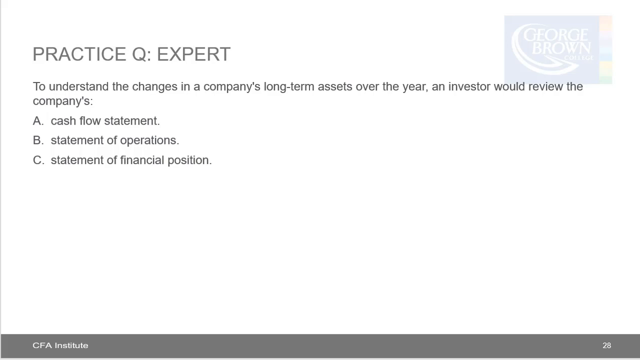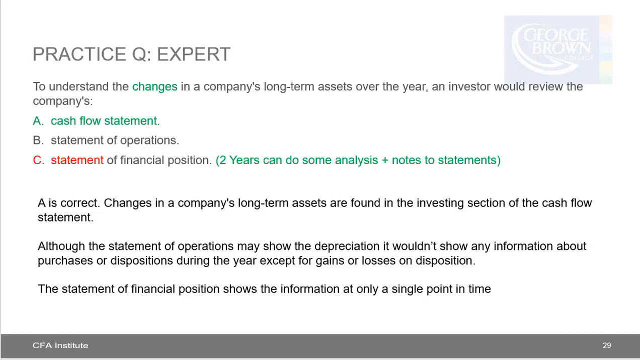So here's an example of a practice question from the learning ecosystem, which is at the expert level. And you'll see, really, it's not all that difficult. To understand the changes in a company's long-term assets over the year, an investor would review the company's A, cash flow statement, B, statement of operations, or C, statement of financial position. Okay, I hope you agree with me that this expert question is not all that difficult. To understand the changes in a company's long-term assets over the year, the investor would review the cash flow statement.